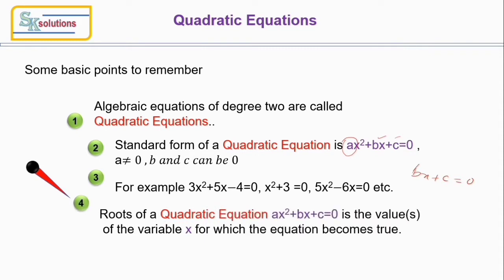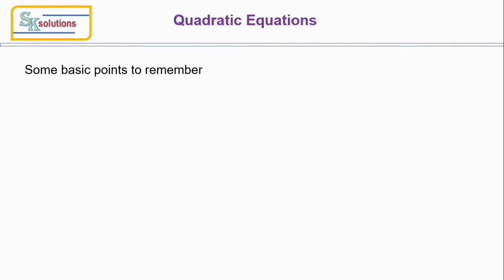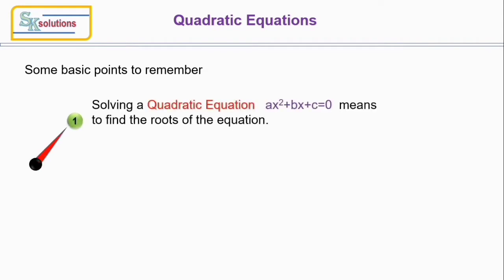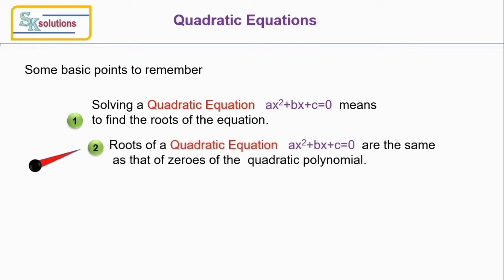Roots of a quadratic equation ax square plus bx plus c is equal to 0 are the values of the variable x for which the equation becomes true. Some more points we have here: solving a quadratic equation ax square plus bx plus c is equal to 0 means to find the roots of the equation. Roots of a quadratic equation are the same as the zeros of the quadratic polynomial, which you have already discussed in the second chapter.